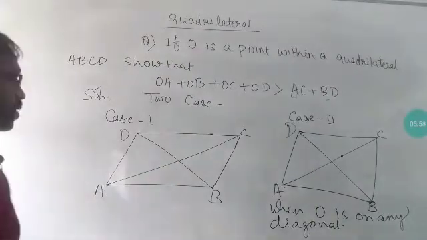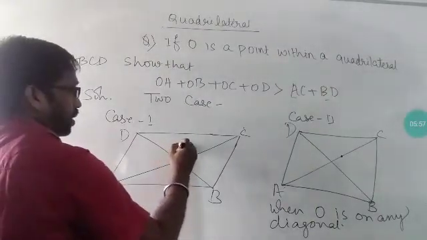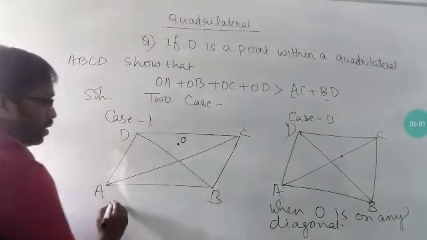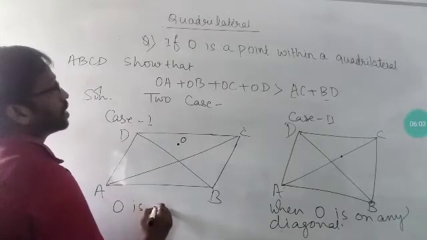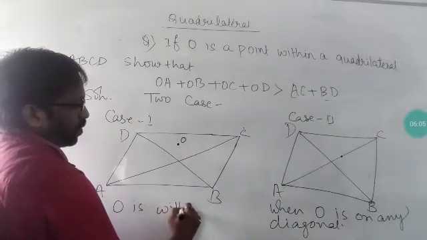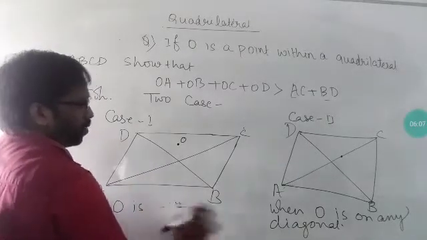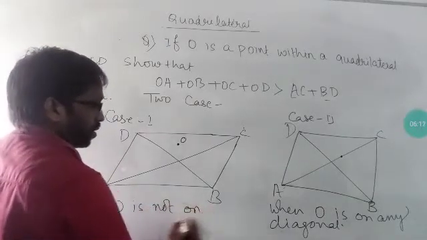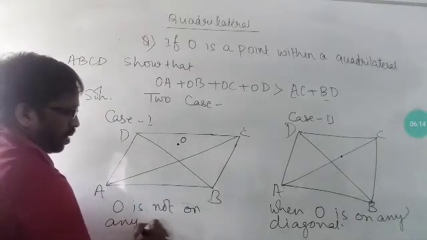Now what? Here in this case, O will not remain on the diagonal. It will come outside of the diagonal, anywhere, because in the question it is saying that the point O is within an equilateral. They have not specified the place. So in this case, O is not on the diagonal. So which one is true?